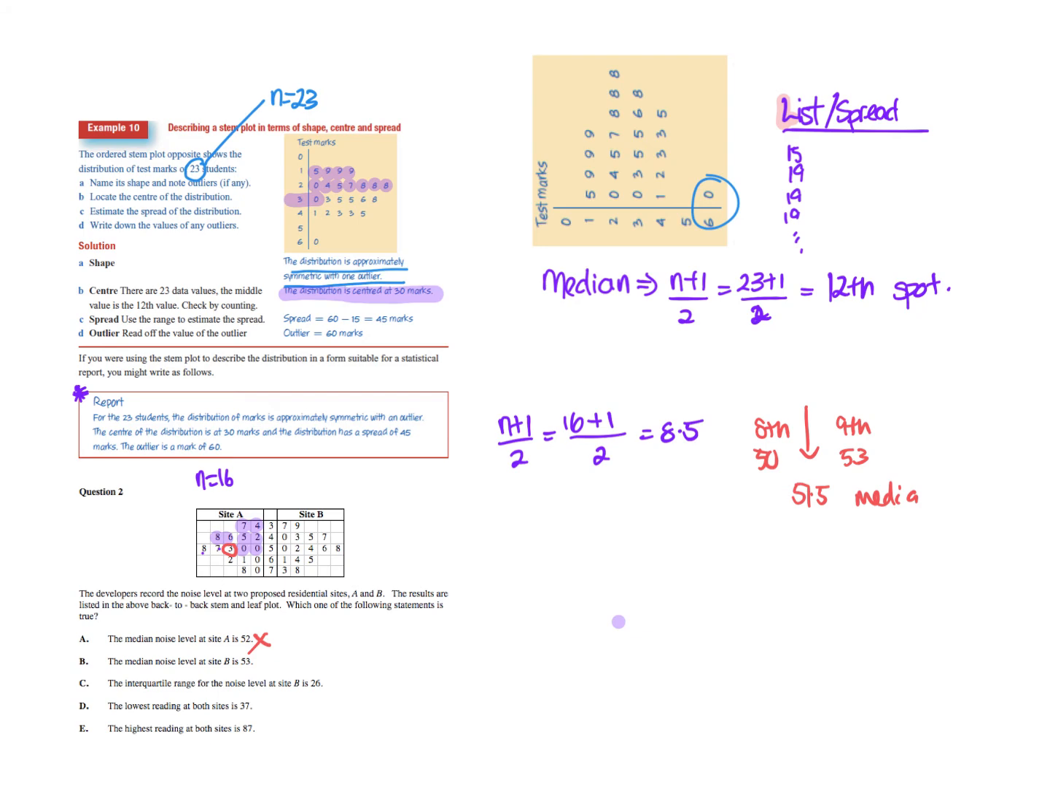Now we've got to look for the median at B. Now be careful, does it have the same amount of leaves? So 1, 2, 3, 4, 5, 6, 7, 8, 9, 10, 11, 12, 13, 14, 15.